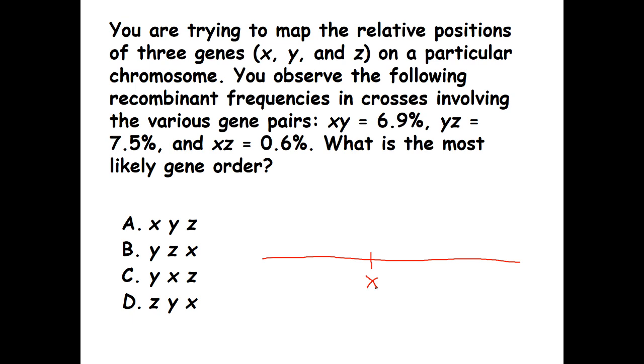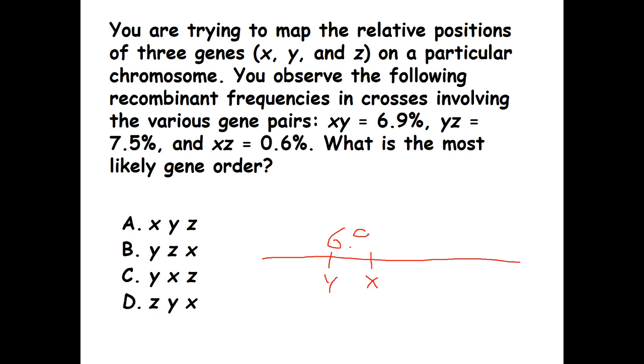Okay, I think so far everybody voted for C. So let's see if C is correct. You just put X anywhere on this chromosome, it doesn't matter, and you know that X and Y is 6.9. So let's start with what you guys have as C. If you put Y here, this is 6.9.